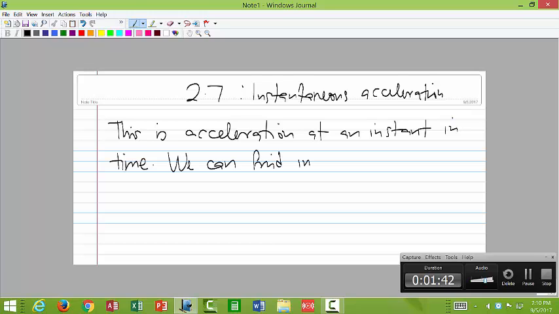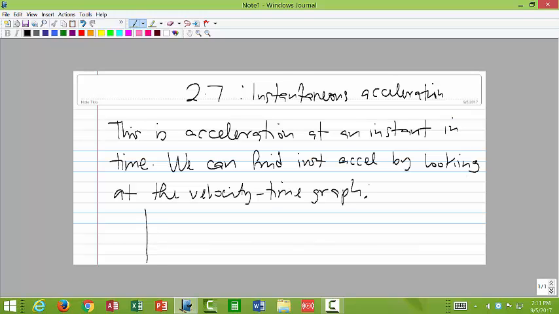So we can find instantaneous acceleration by looking at our velocity time and acceleration time graph. Suppose we have a velocity time graph that looks like this. This is time in seconds, and v in meters per second, of course. Let's take a velocity time graph that looks like a straight line. Or actually, let me do a curve. So let's take one that looks like this.